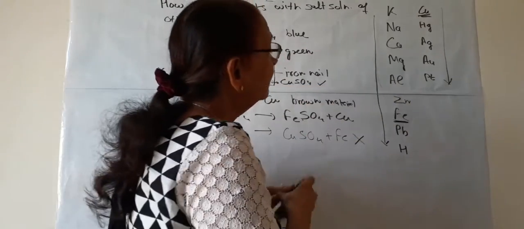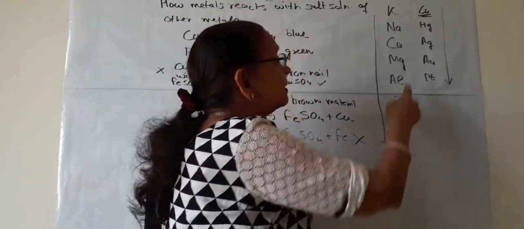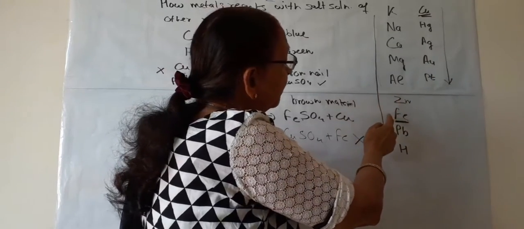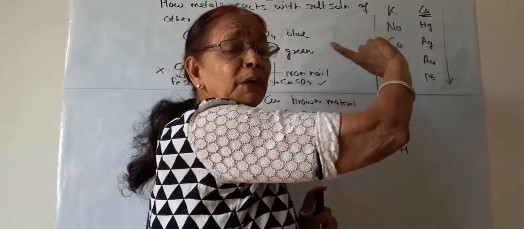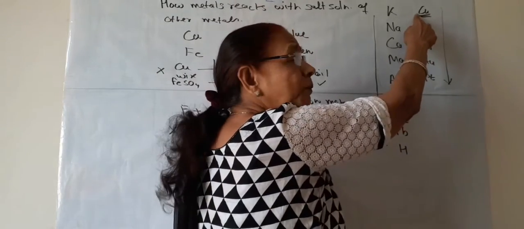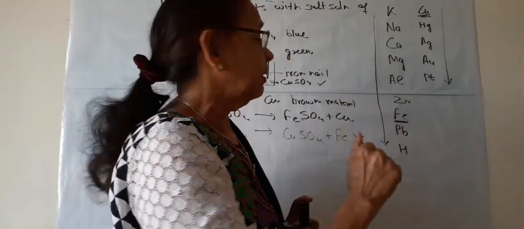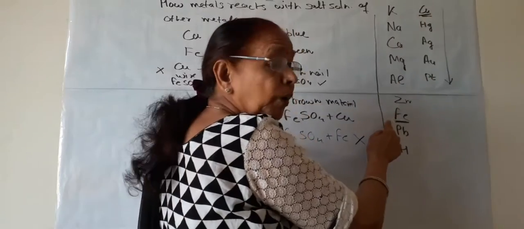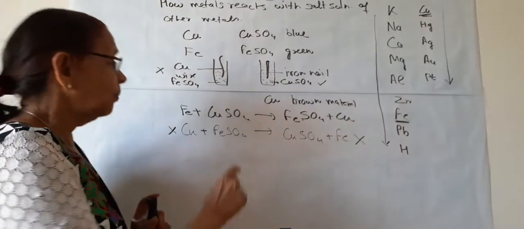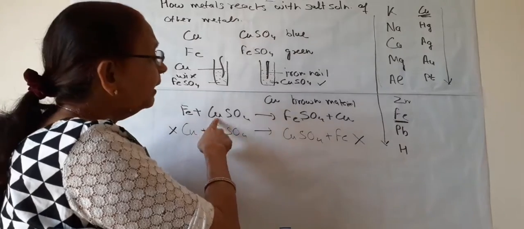I am repeating, the metals of the reactivity series can displace metals below them from their salt solution, and not the metals above them from their salt solution. So this iron is above this copper, so copper cannot displace iron from its salt solution, while this copper is below iron, so iron can displace copper from its salt solution. So here iron is displacing copper from copper sulfate.